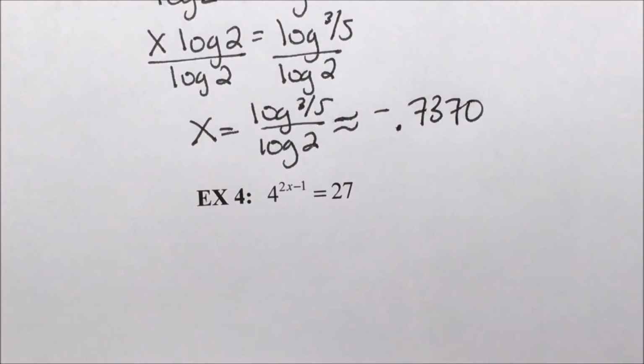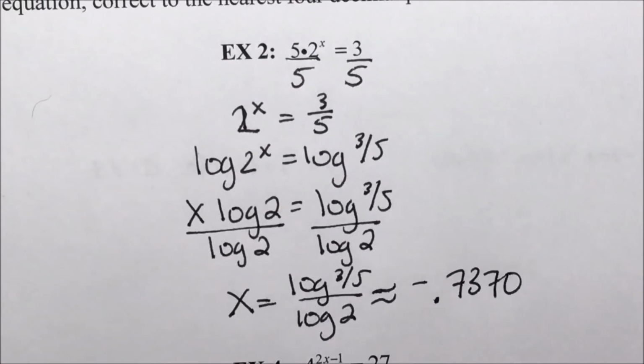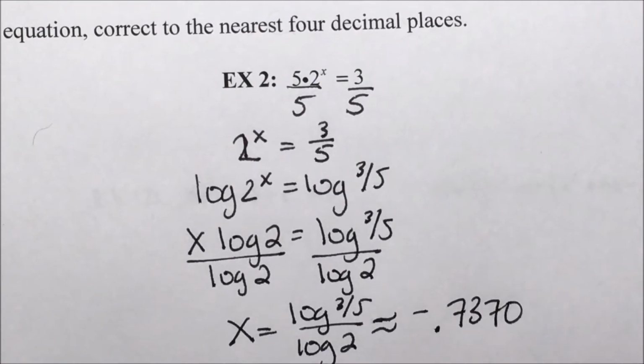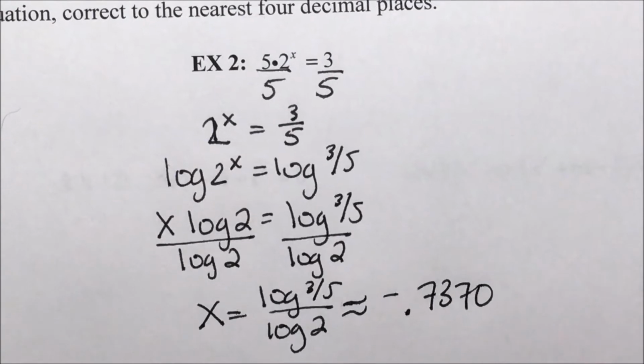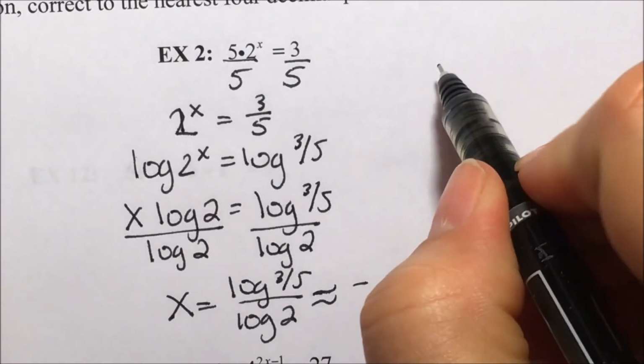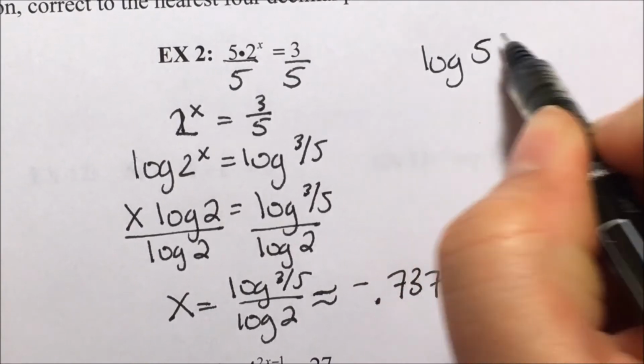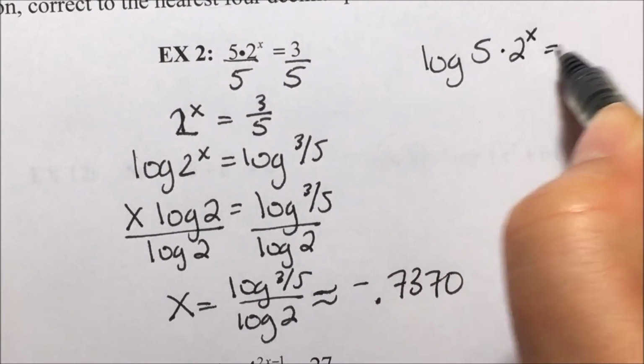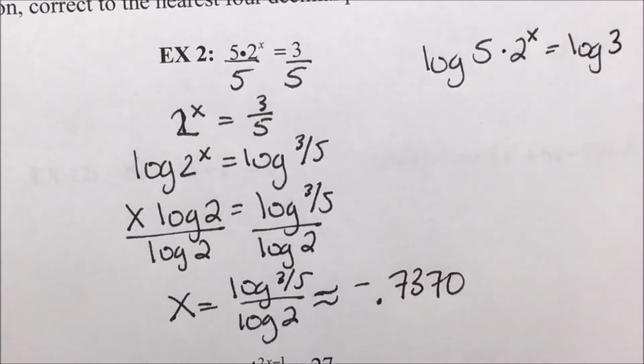Okay, so I said there was a second approach that you could take to this. Second approach would be to go ahead and take the log of both sides right at the beginning. You'll get something that looks slightly different but actually represents the same number. We'll have log of 5 times 2^x, log of 3.